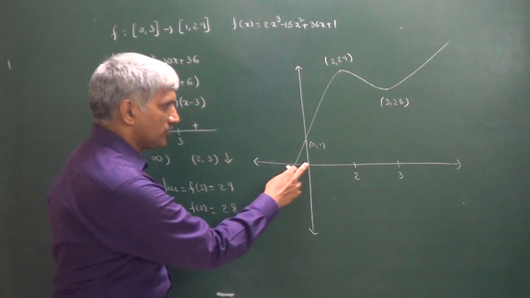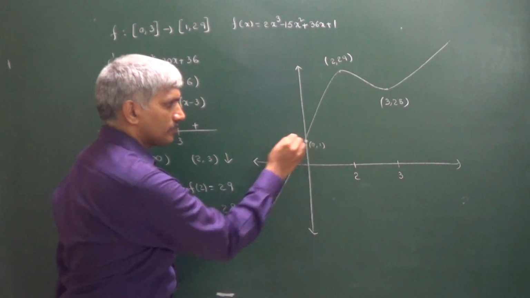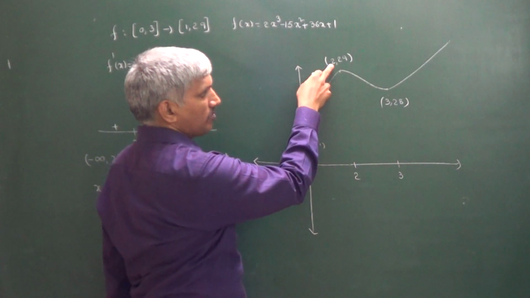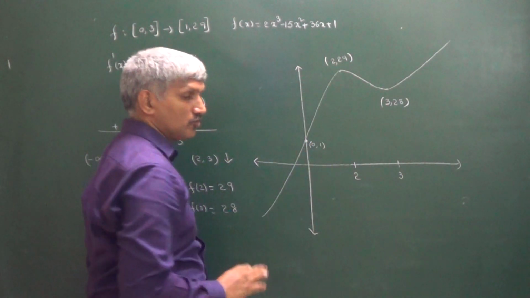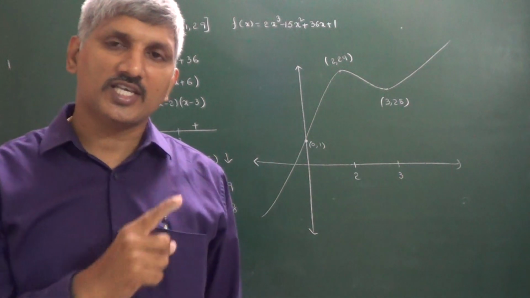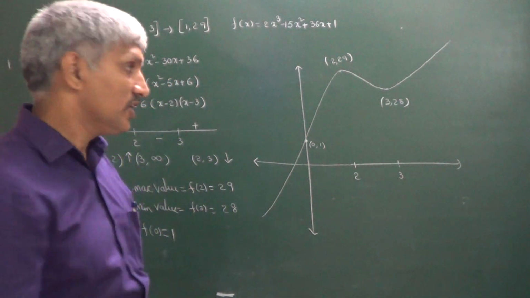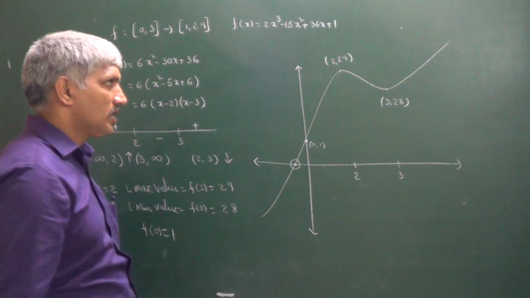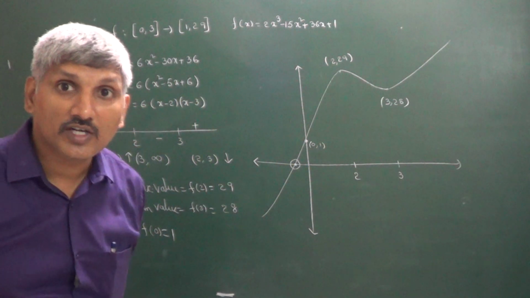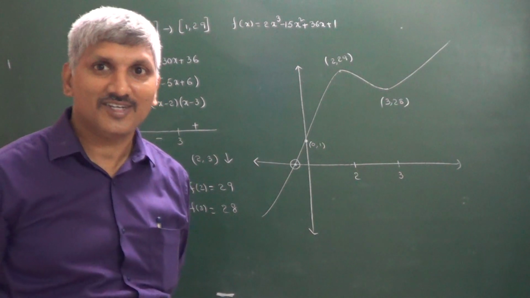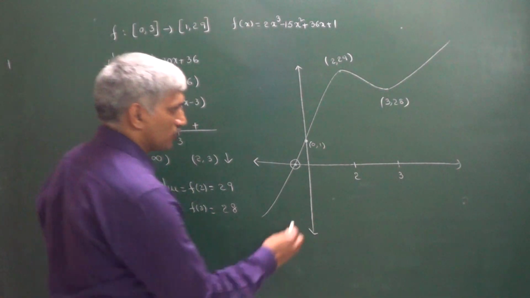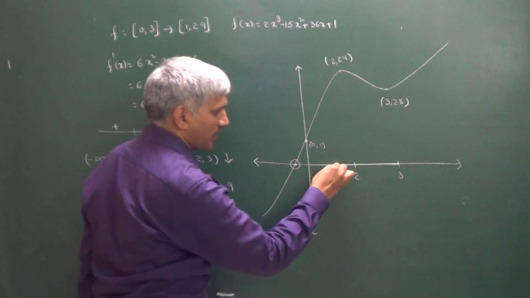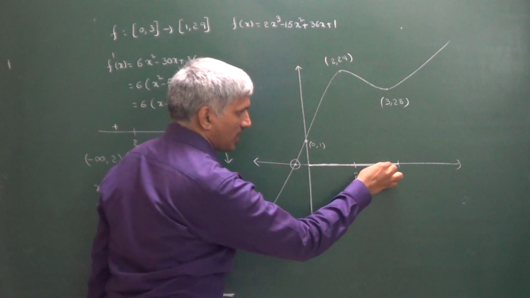f of 0 is equal to 1, right? So the local maximum and local minimum at 2 and 3 are both positive. One piece of information is clear: this has only one real root, and that root is a negative root. Now he is asking whether the function is a 1-1 function or not. Check between 0 to 3. You can observe this is the region in the interval 0 to 3. Is it a 1-1 function or not?